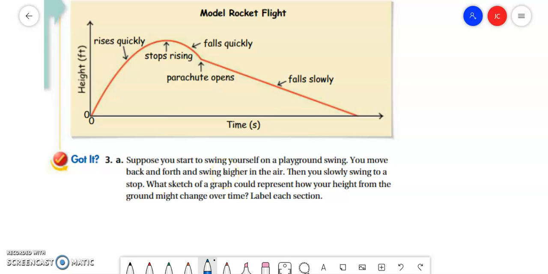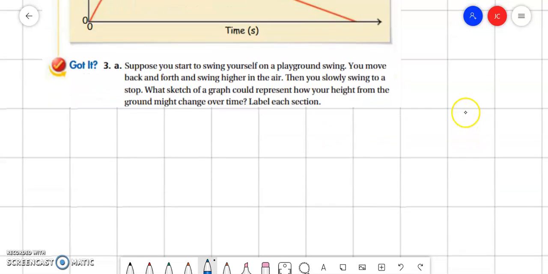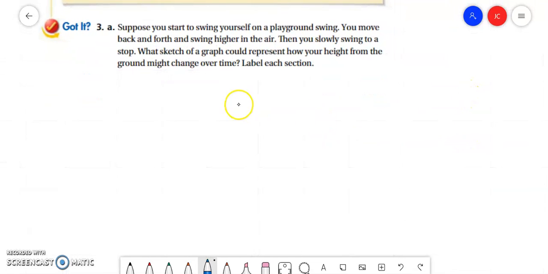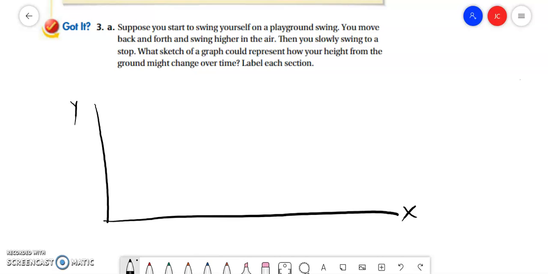Suppose you start to swing yourself on a playground swing. You move back and forth and swing higher in the air. So then you slowly swing to a stop, and sketch a graph that could represent your height from the ground as it changes over time. And you want to label each section. So what's the X variable and what is the Y variable? All right, so we have our X-axis, and we'll call that time, and the Y will be our height.